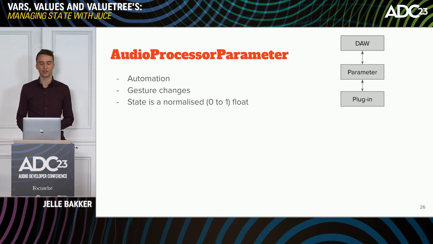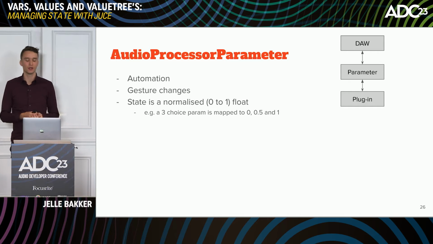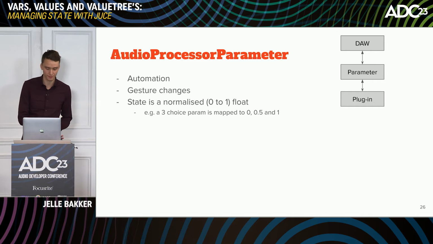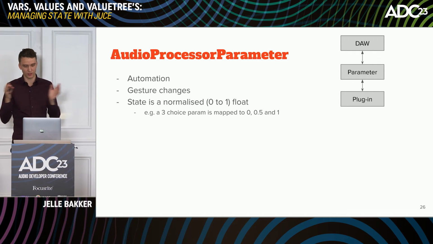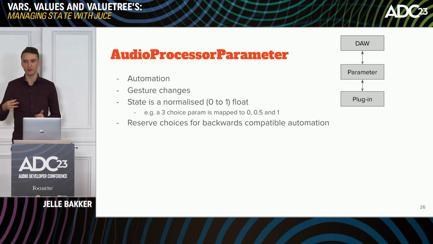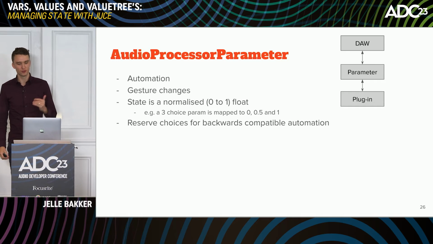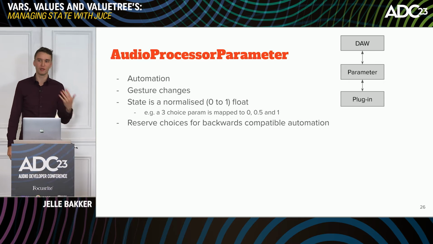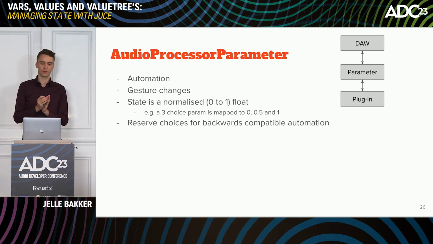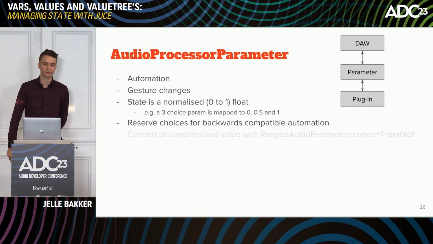The state is stored as a normalized 0 to 1 float. So if you have a 3-choice parameter, this is going to be mapped to 0, 0.5, and 1. If you have a 4-choice, it's also going to be mapped within this range. So it's good to know this, especially when you want to add new choices to your parameter in the future. It's good to reserve choices upfront, because your automation in your DAW will still assume that you have a 3-choice, but if you have a 4-choice, this mapping is going to be corrupt. So you could reserve a few choices upfront that you don't use yet, but this will make sure that automation from all projects still works with newer versions of your plugin.